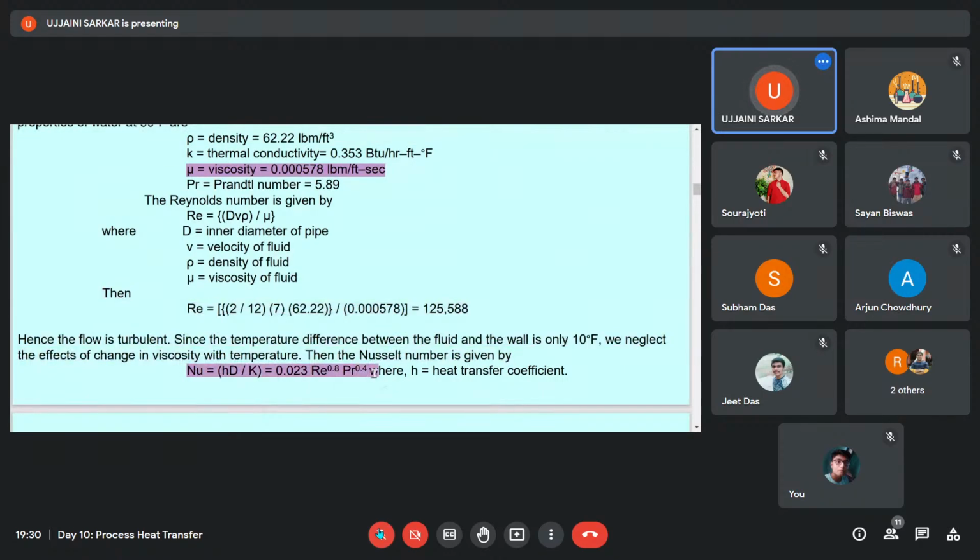Use this expression and quickly find out the value of h. Prandtl number is 5.89. Reynolds number is 125,588. And diameter, you know, it is 2 by 12. The h value you have to find out. And what is the value of k? It is 0.353 BTU per hour feet degree Fahrenheit. So the h unit will be BTU per hour feet square degree Fahrenheit.